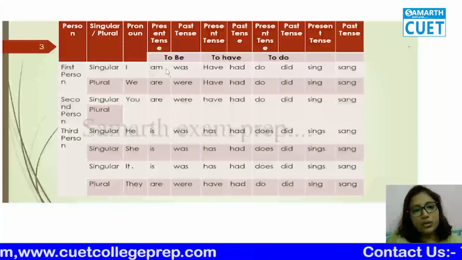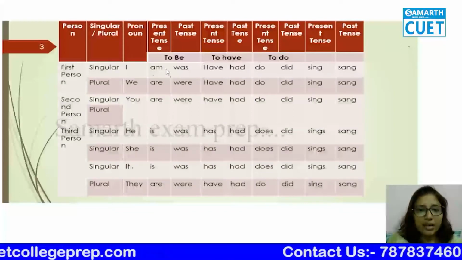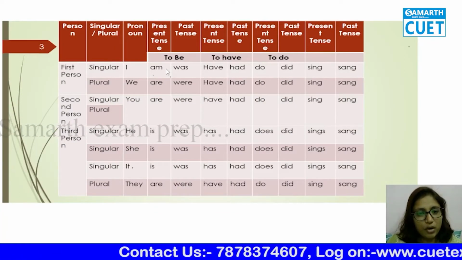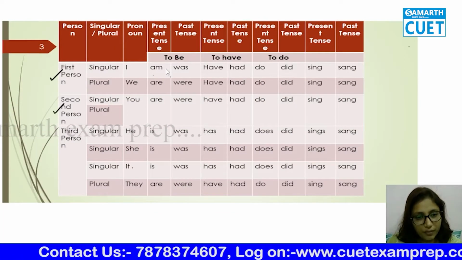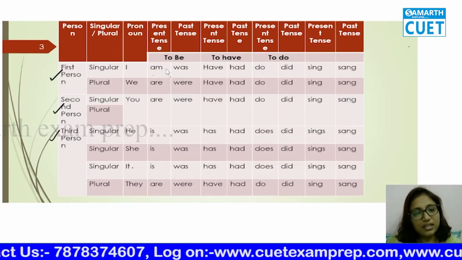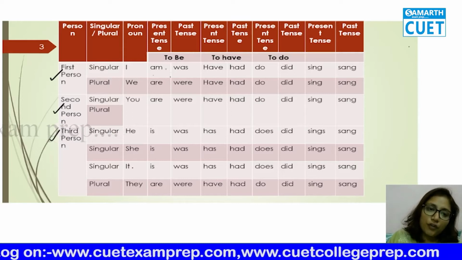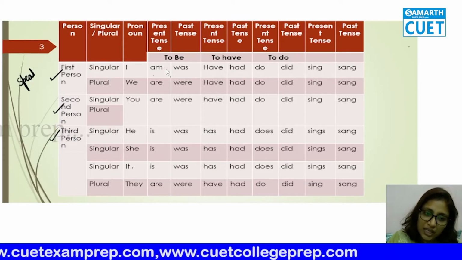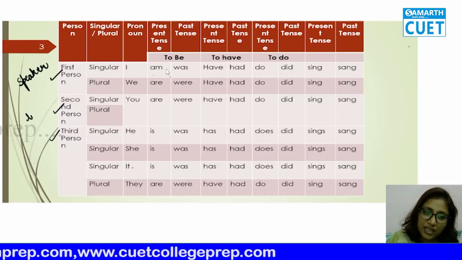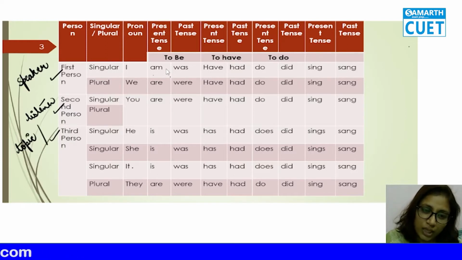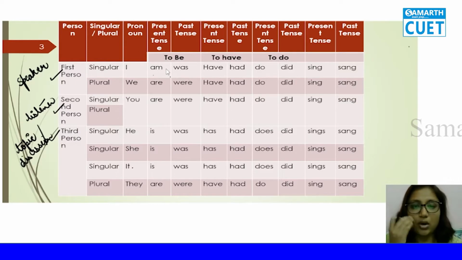Okay, so let's go through this slide. In this slide, we have first person, second person, and third person. You must have gone through the pronoun video. If any one of you have not gone through it, please go through it. There we have discussed first person, second person, and third person. For all of those who do not know, I'm repeating it again. First person is the speaker, second person is the listener, and third person is basically the topic or the person who's being talked about in a conversation.